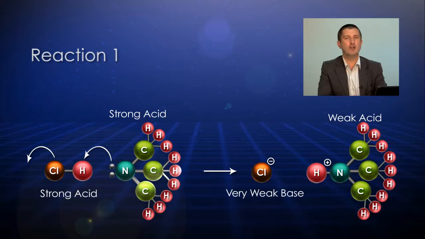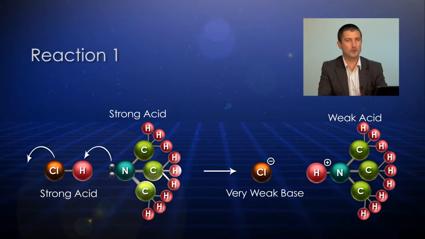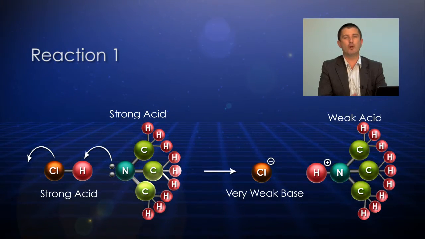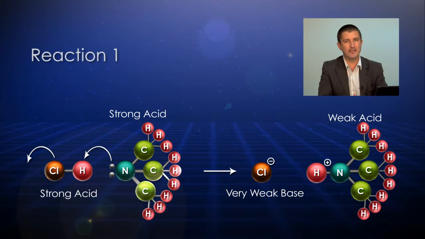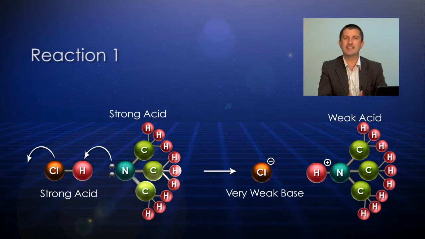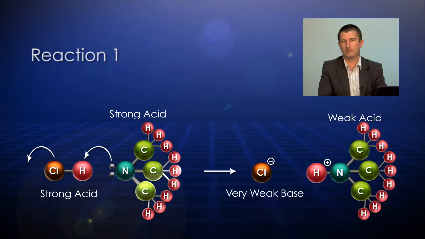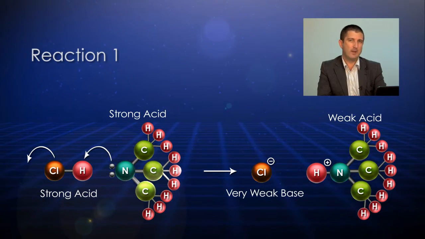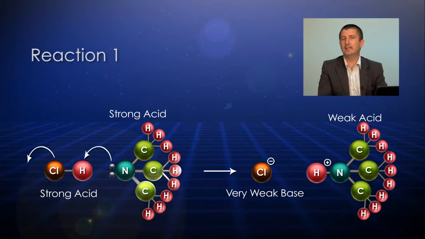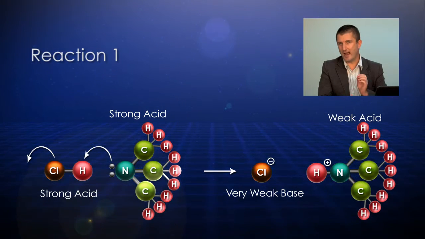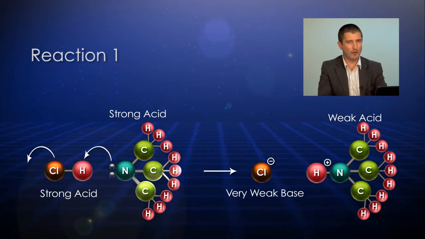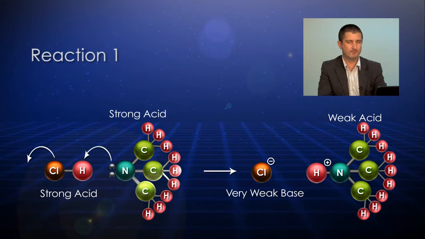Here we see a strong acid donating a proton onto an amine. The products are a very weak base and a weak acid. This reaction has an equilibrium constant of about 10 to the power of 16. At equilibrium, it would be unlikely that you could detect any of the reactants. So this reaction is written with a one-way arrow as it goes to completion.